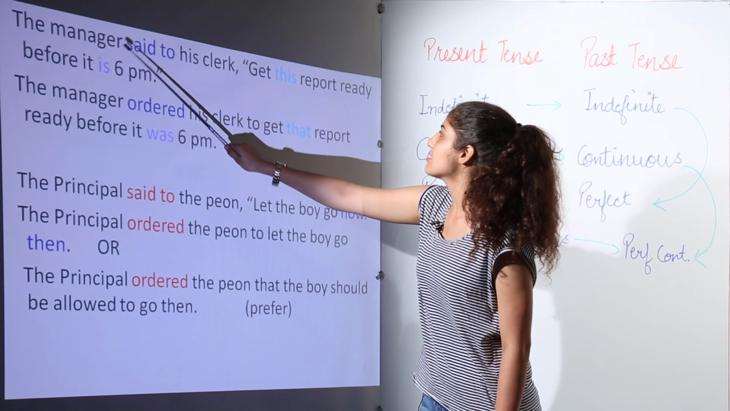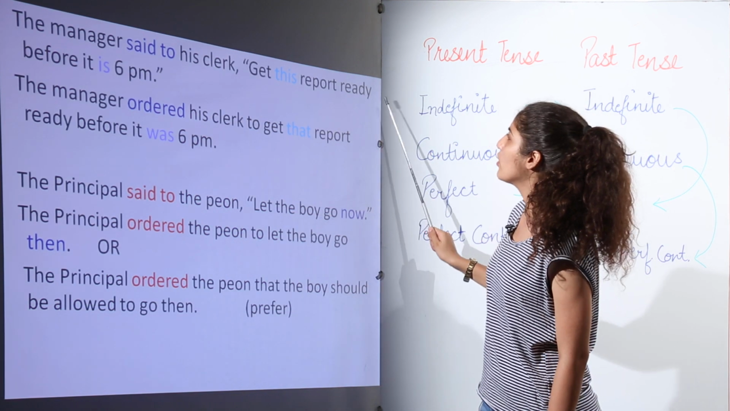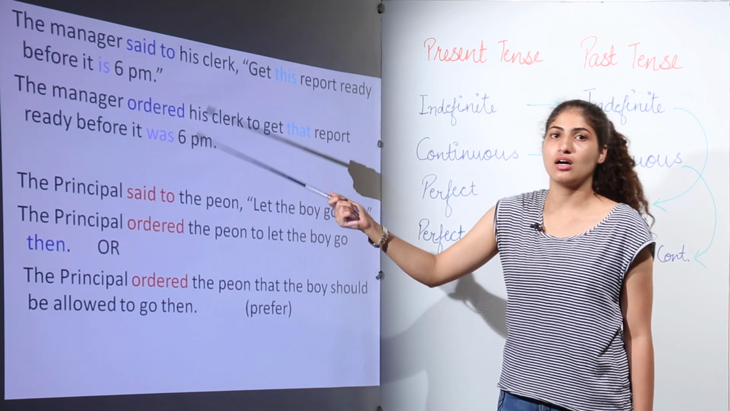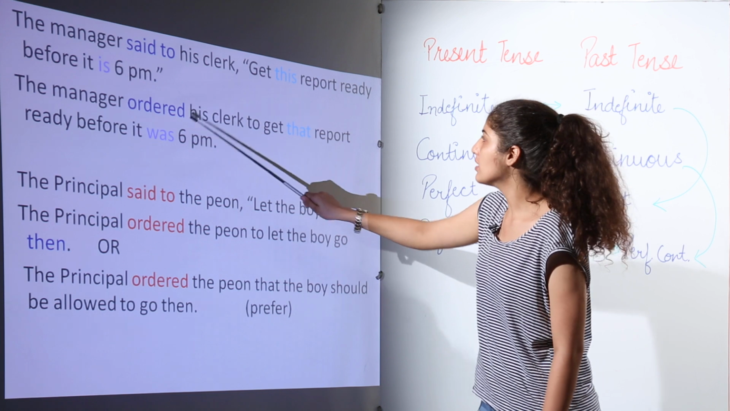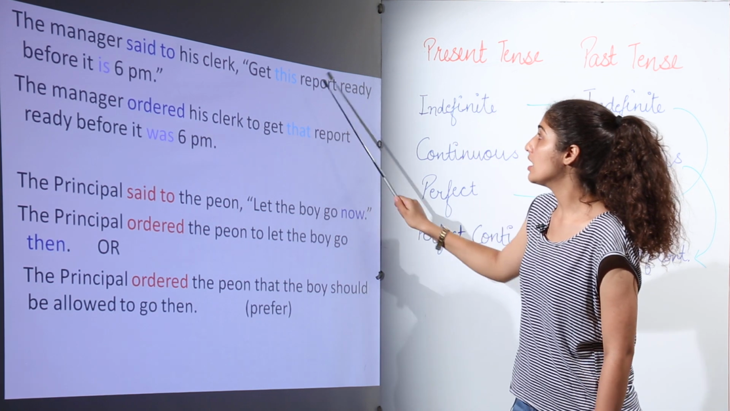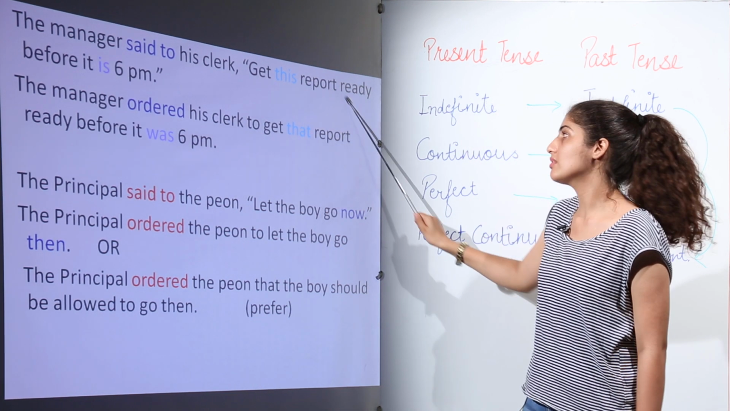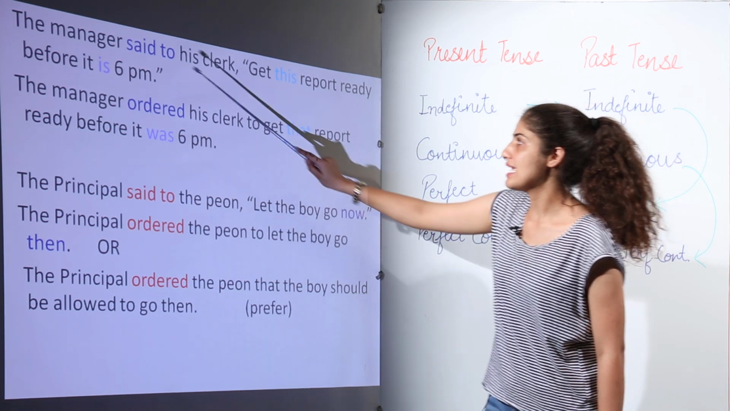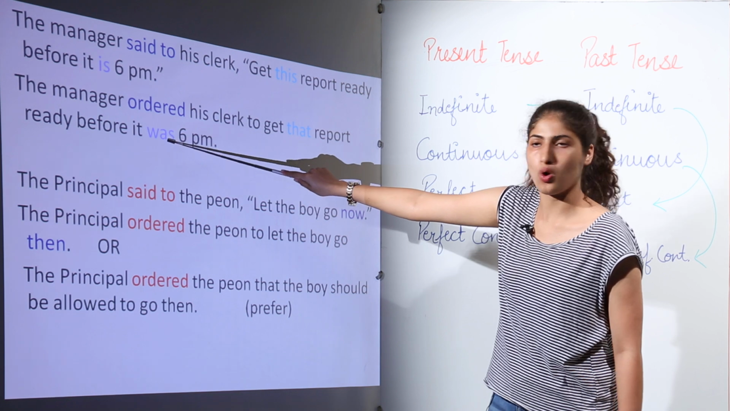Next is, the manager said to his clerk, "Get this report ready before it is 6 p.m." Now this is an order. So the manager ordered his clerk to get that report ready before it was 6 p.m. "This report" will be changed into "that report", and "is" will be changed into "was".